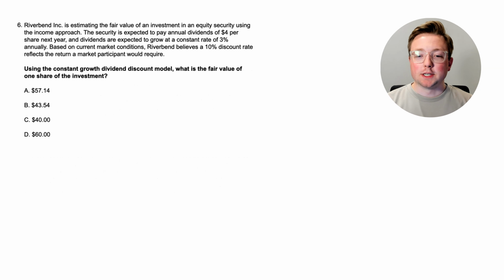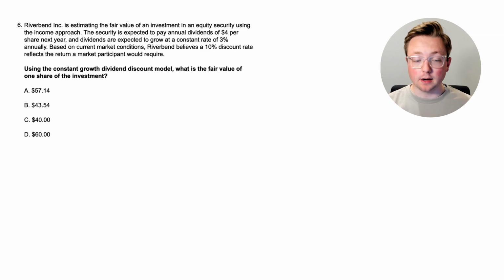All right, here we are at question 6. Using the constant growth dividend discount model, what is the fair value of one share of this investment? Let's go up to the top. Riverbend Inc. is estimating the fair value of an investment in an equity security using the income approach. The security is expected to pay annual dividends of $4 per share next year, and dividends are expected to grow at a constant rate of 3% annually. Based on current market conditions, Riverbend believes a 10% discount rate reflects the return a market participant would require.